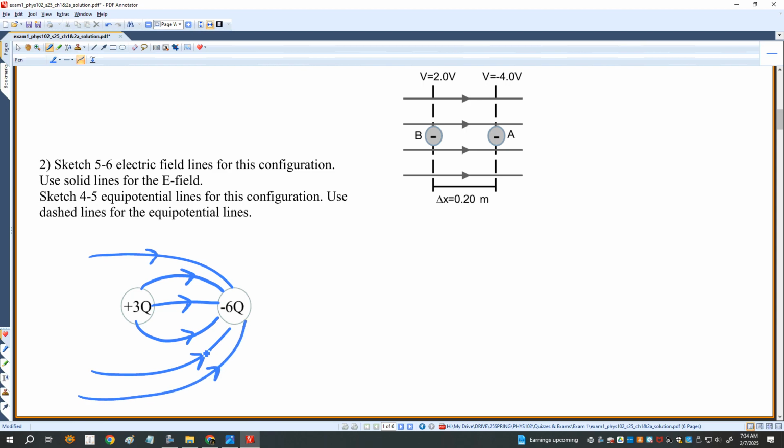It's important that you get the direction correct, going from the positive to the negative, the overall shape correct, because remember that the overall shape defines the force. So like, for example, if I have a positive particle here, it feels a force that is in that direction and a force that is in that direction, and the net force is along those field lines. Okay, so the overall shape is important.